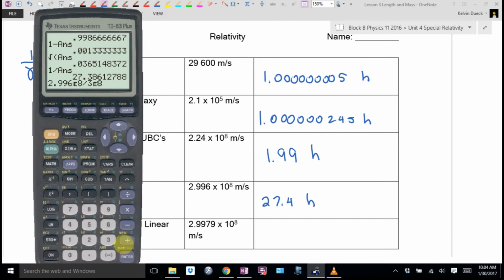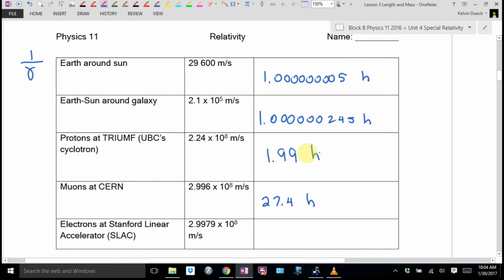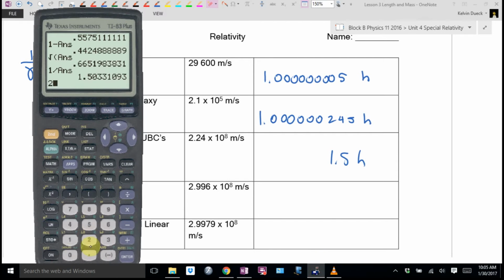Did I miss a step? I forgot to square. Did I forget to square with the previous one too? Now I'm terrified. I've got to double check. 2.24 times 10 to the 8 divided by 3 times 10 to the 8, squared, equals, 1 minus, equals, square root, equals. See how my brain was bugging me? Ha! It's not 2 hours back here. It's 1.5 hours back here. I forgot to square, and this is wrong too. Ha! I'm making mistakes with Einstein. Good for me. This is tough stuff.